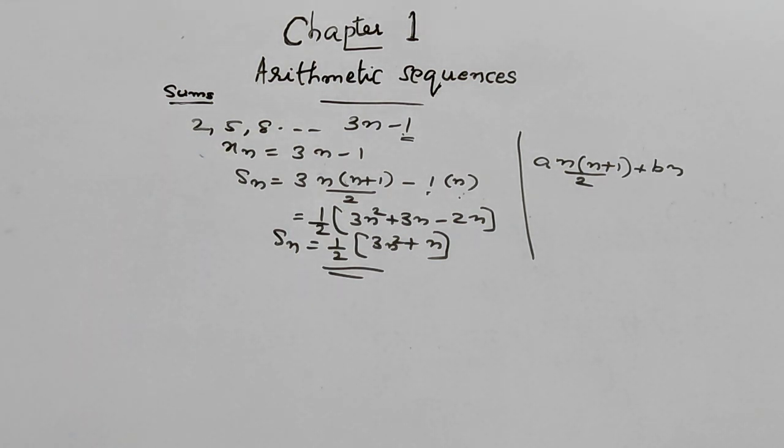For each and every arithmetic sequence of natural numbers, we have the sum of n terms in a general or algebraic form. Sn is equal to half into 3n square plus n. If any sequence is given, we can find the xn and Sn also. If Sn is given, can you find the sequence? Yes, we can find the sequence.